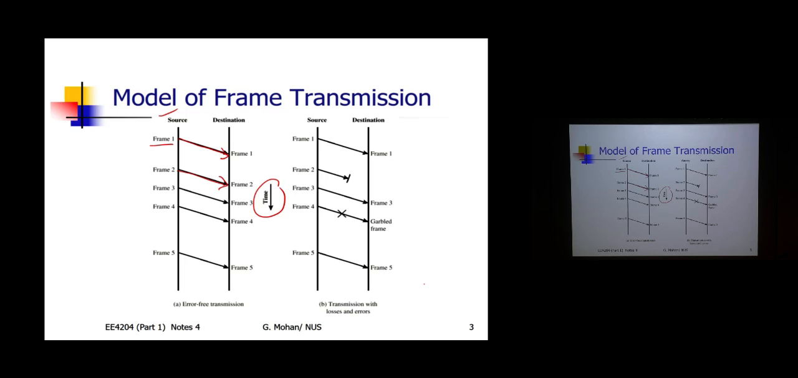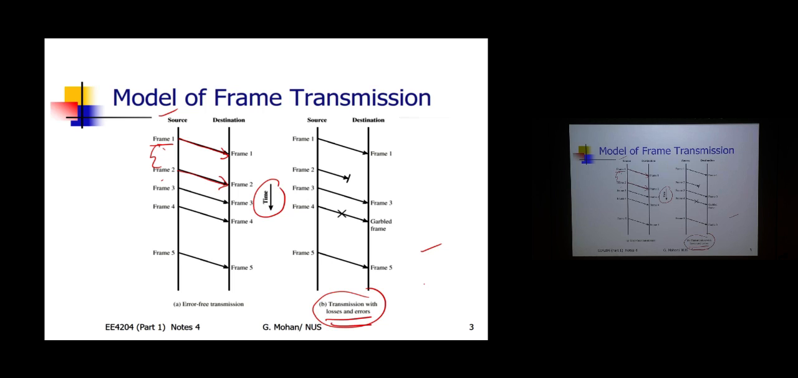Then you can see that the time between frame 1 and frame 2 need not be the same. Sometimes frame 1, frame 2 may be continuously transmitted. Sometimes there may be a gap. For example, the sender is not ready with the new frame, so it has to wait. And look at this case. This case is the case with errors and losses.